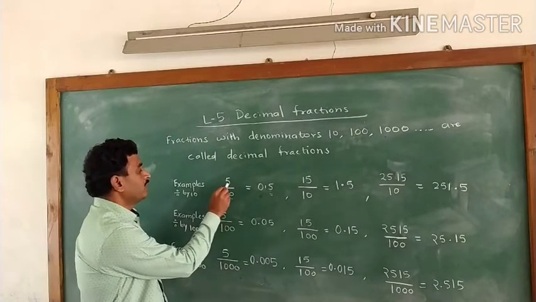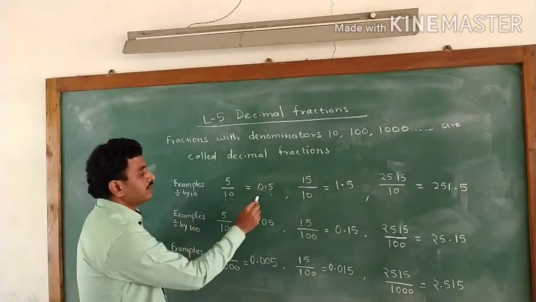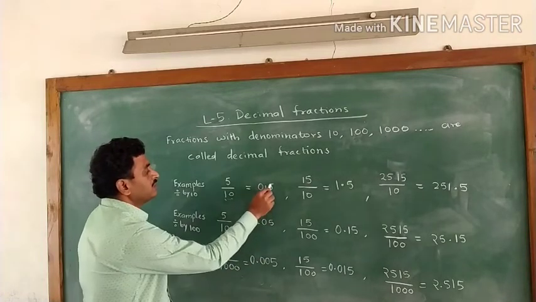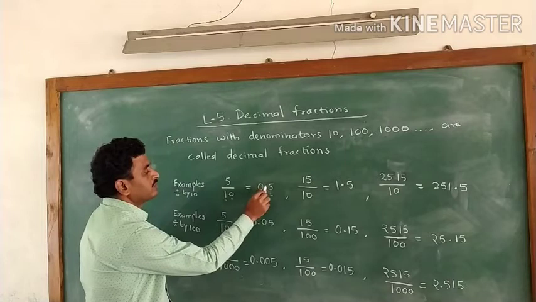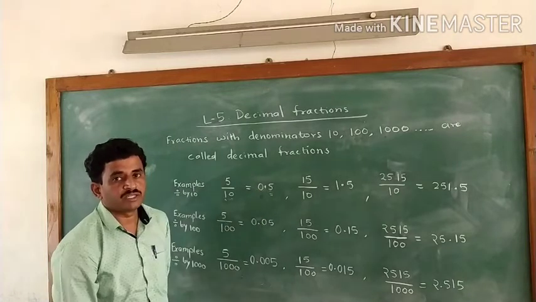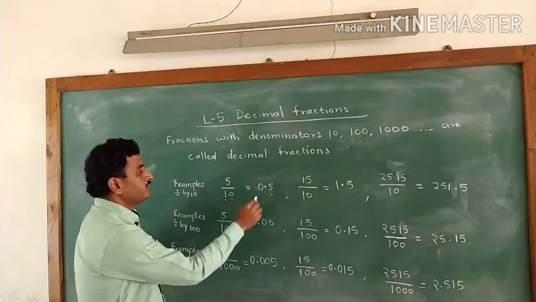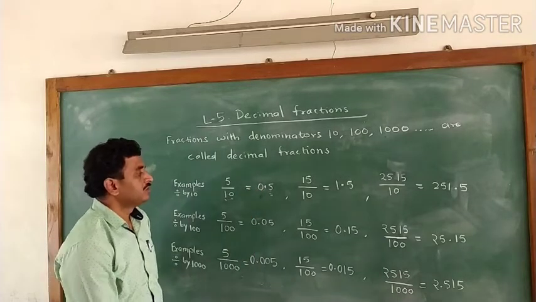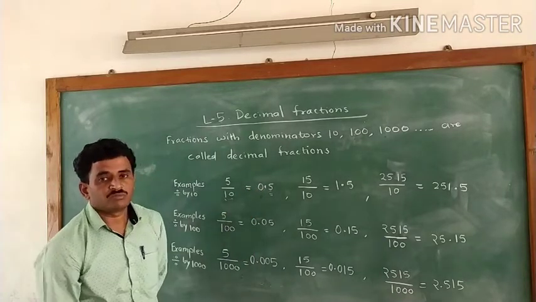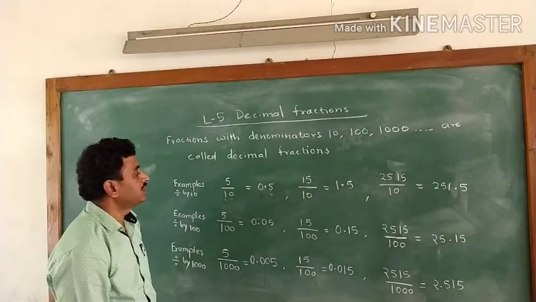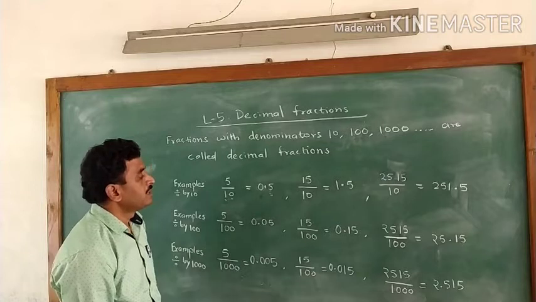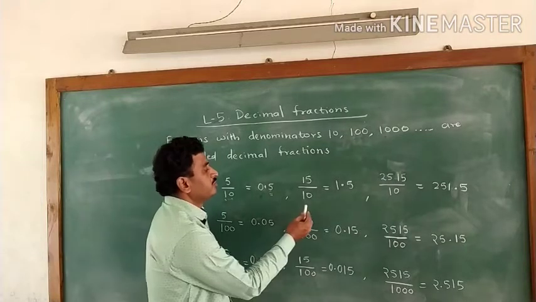We have only 1 digit, that we will write here, 5. Then we put a decimal point, and we write 0. If you write 0 or do not write 0 before that decimal point, it doesn't matter. But the answer is 0.5.